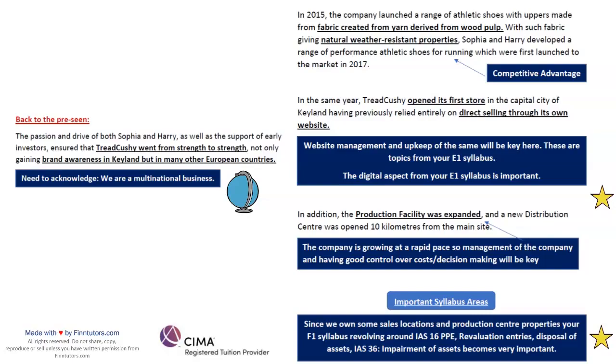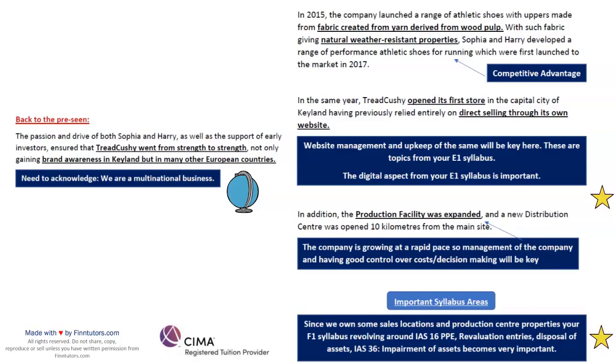In the same year, TreadCushy opened its first store in the capital city of Keelan, having previously relied entirely on selling directly through the website. So we opened our first physical store. Yes, it's important, it's good. But before that, we were relying on our website only. So, website management and the upkeep of the same will be key here, because in this modern world, how the website is managed, how you make it more interactive is very important.